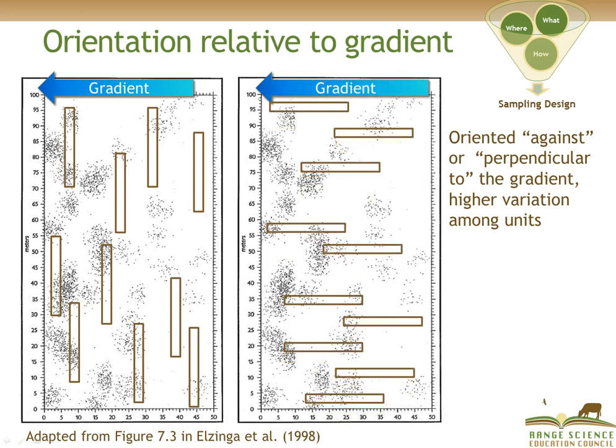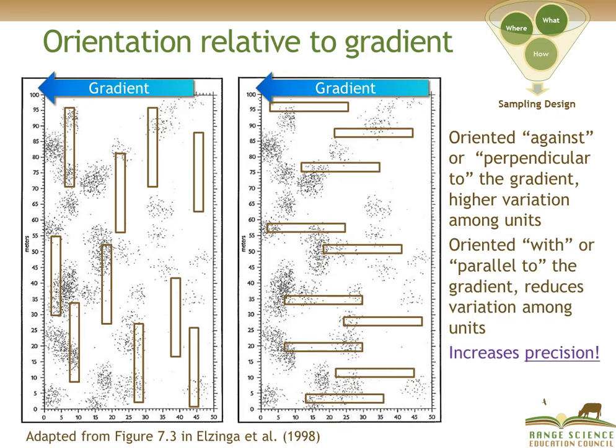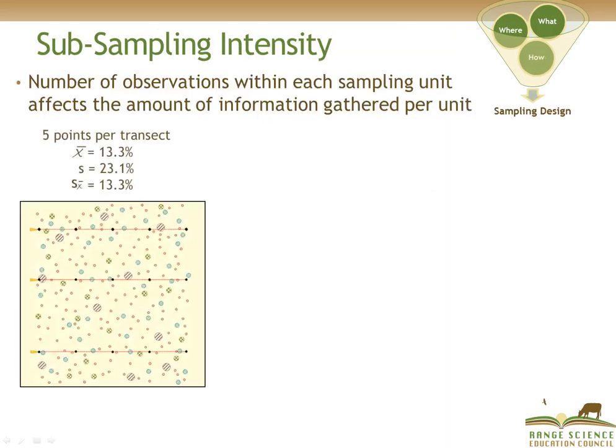On the other hand, if we orient our transects so they are in the same direction or parallel to the gradient, we tend to see an increase in precision, and that's because each one of the transects is going to pick up information that incorporates the variability of the entire area. So this particular transect here incorporates regions of low and high vegetation density. So we see an increase in precision.